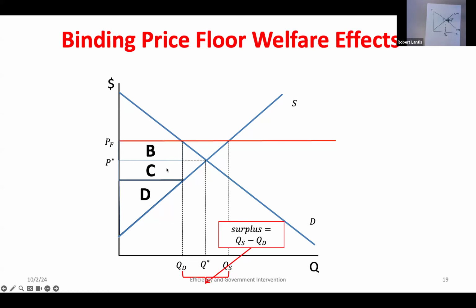So notice now producer surplus is the area of C and D, which was part of producer surplus before, but now part of what used to be consumer surplus is transferred over to producers. So they kind of gained this area of B. Now, they did lose a little bit of surplus, though, from these units that are no longer being produced or consumed in the market.